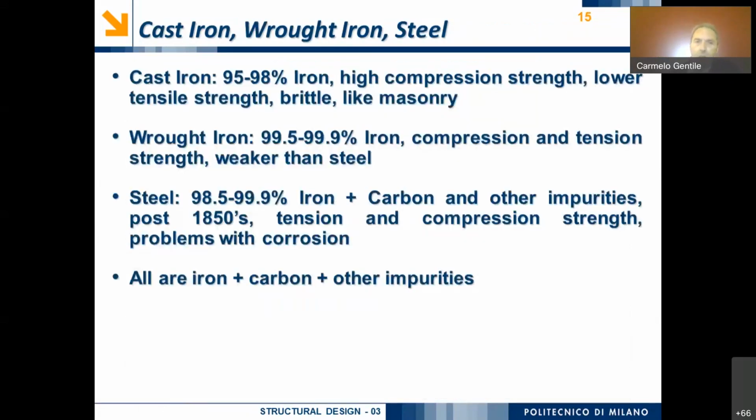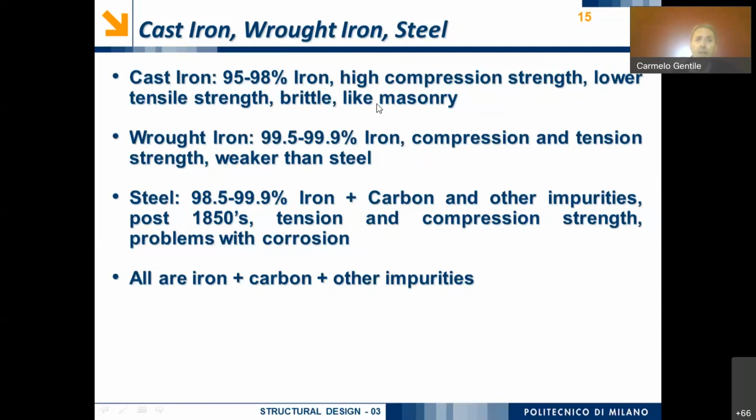Okay, looking at the difference between modern steel, cast iron, and wrought iron. So cast iron is made of iron in a percentage ranging between 95 and 98%. Cast iron is characterized by a high compression strength and a lower tensile strength.